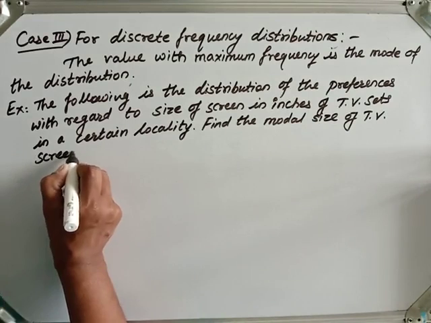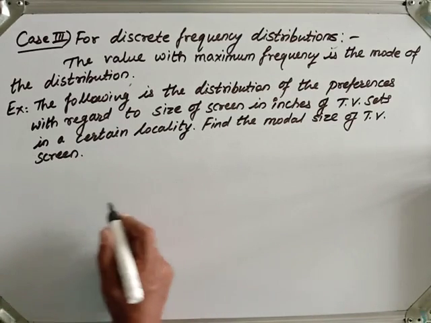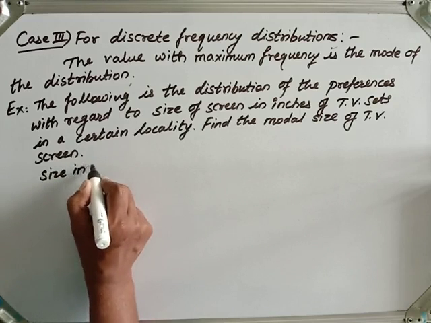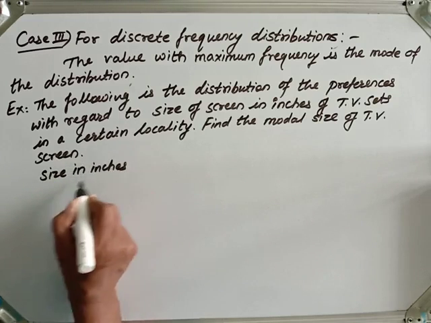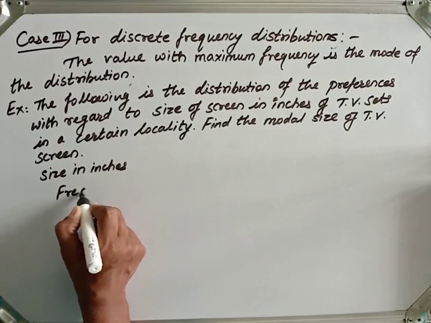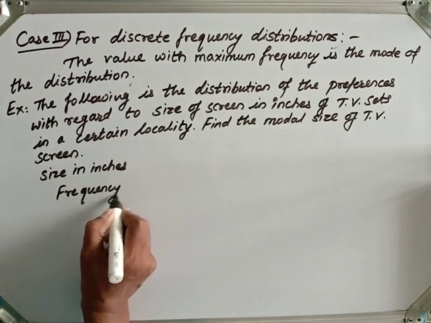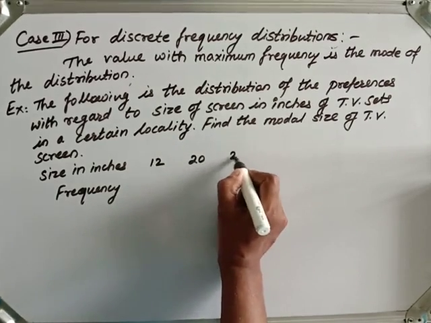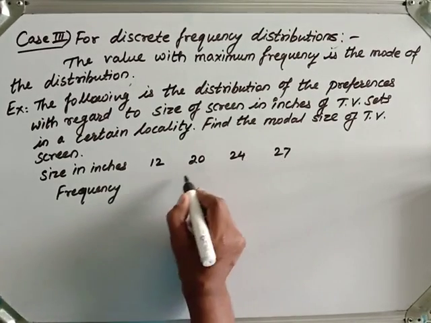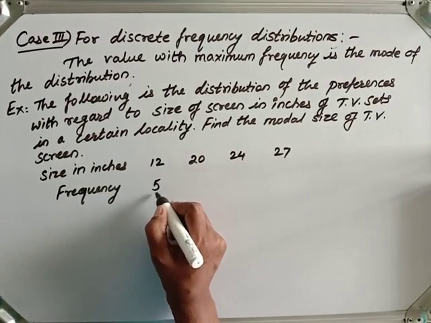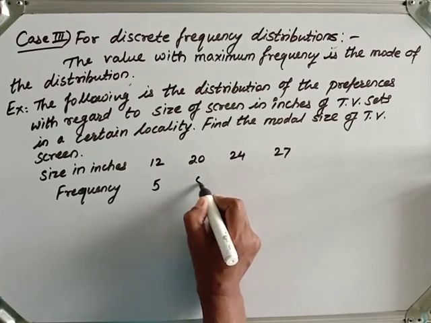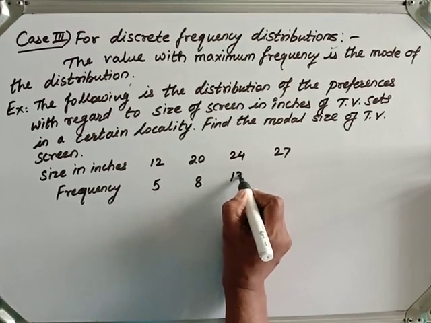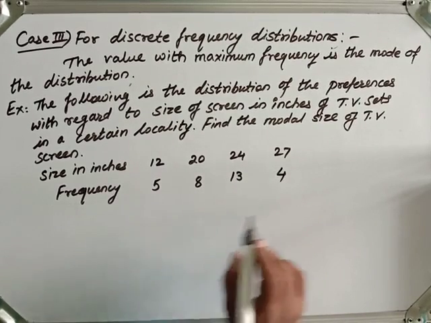Now the data is as follows: size in inches and frequency. So 12, 20, 24 and 27, suppose. Now size 12 is at 5 places or 5 homes, suppose. 20 is at 8, 24 is at 13 and 27 at 4.